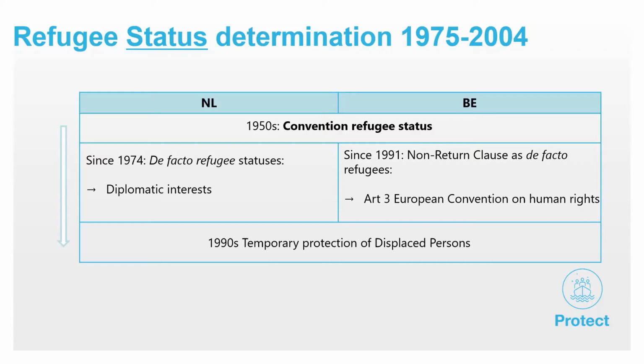Convention on Human Rights. When we look at the Netherlands between 1974 and 1991, we see that the majority of recognitions happened to the de facto statuses and not through the convention refugee status. In Belgium, however, until 1991, there was only one refugee status, so all refugees were convention refugees. Even after the non-return clause was introduced in 1991, the convention refugee status was still used way more often, as the non-return clause was only used exceptionally as a last resort.